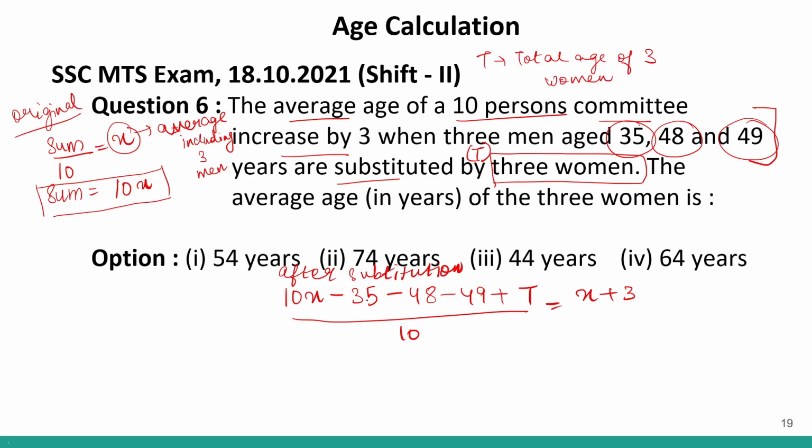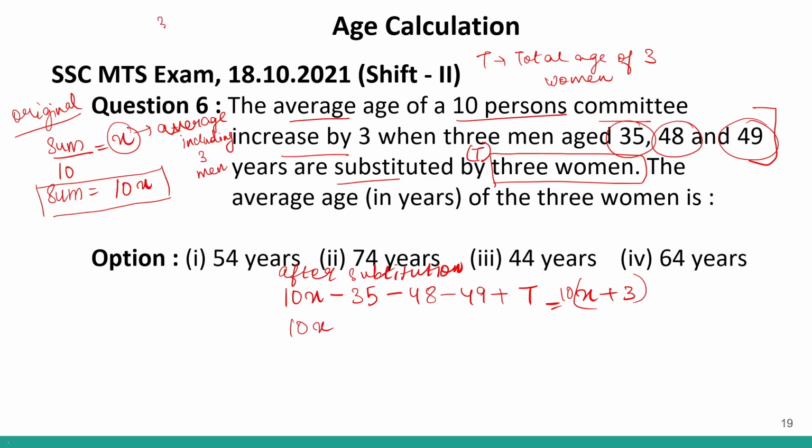Okay, now this will be divided by 10 because there are 10 members in the committee. We have substituted and the average is increasing by 3. So can I solve this equation? Let me try. If I solve this equation, 10 will be taken over here, and this will be multiplied by x plus 3.